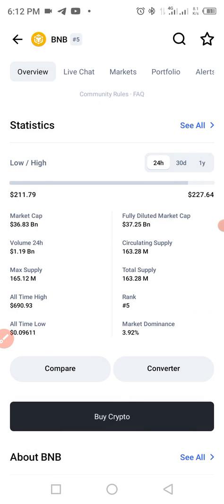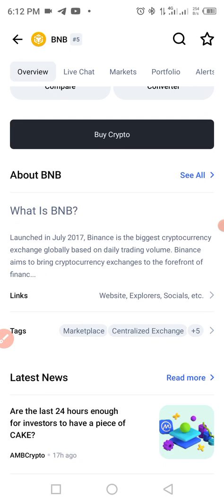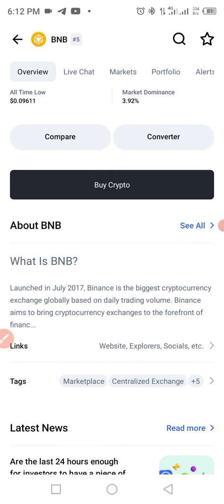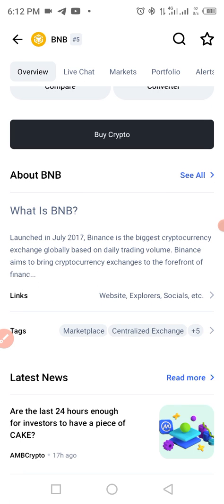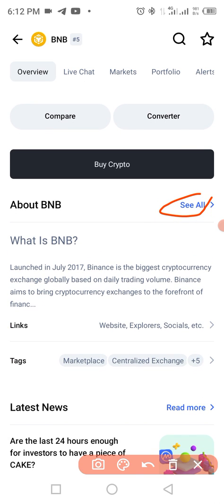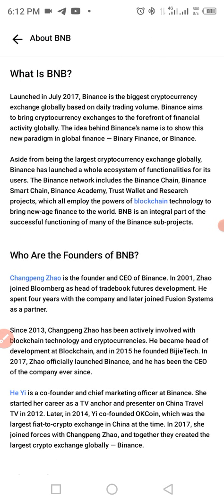Okay, so now let's go and check more. Remember, I told you that one of the things to look out for is the utility of a particular cryptocurrency asset. On CoinMarketCap, they have a way of summarizing the utility of a coin. If you click on About BNB and then See all, they try to summarize the utility of BNB. I want you to start paying attention, because some of those factors we are going to start talking about here. Remember I was talking about utility. Utility is just the innovation, the value proposition of that particular cryptocurrency asset.